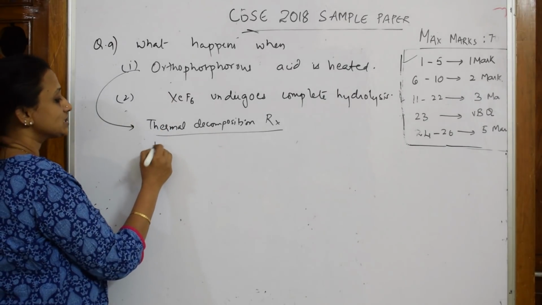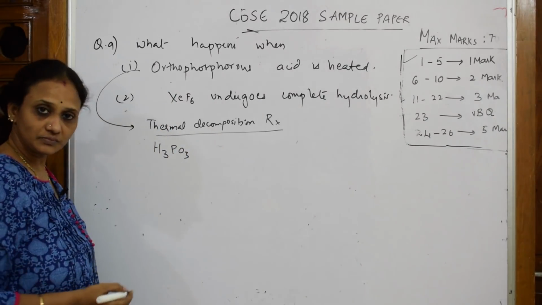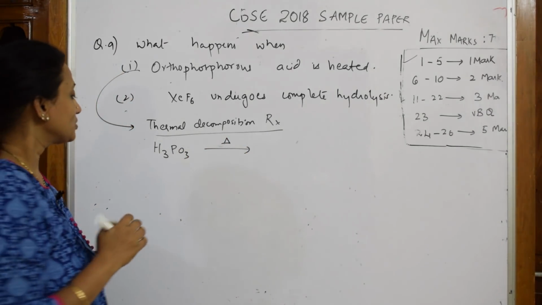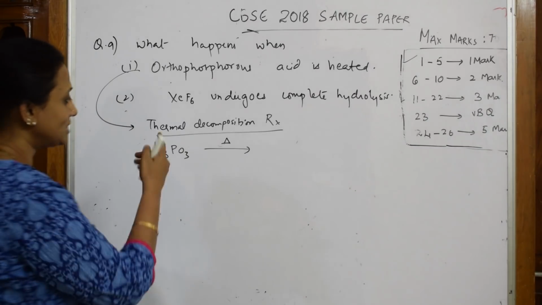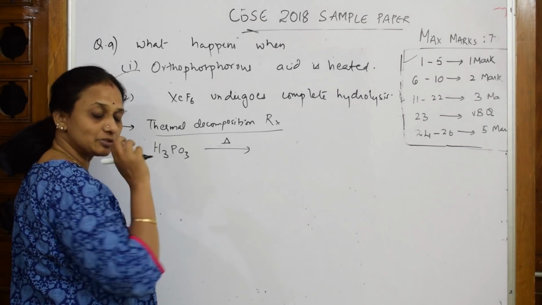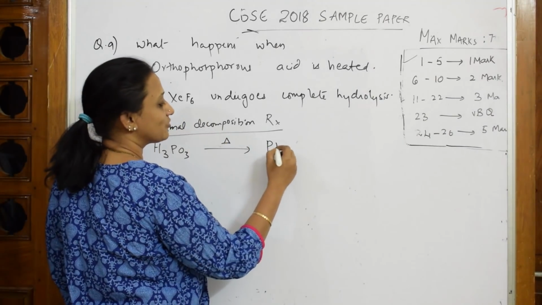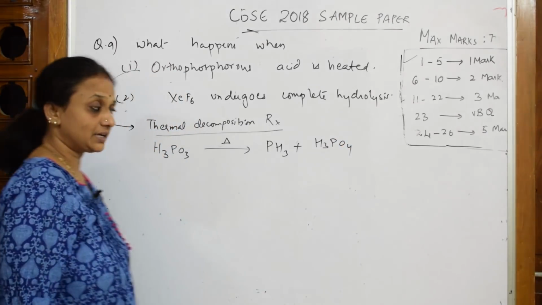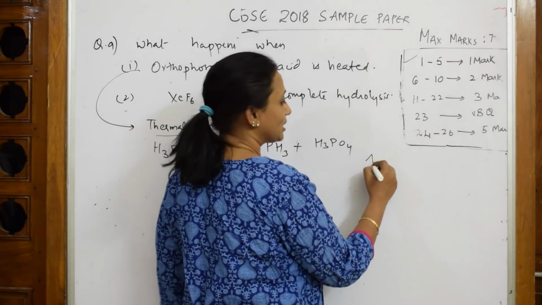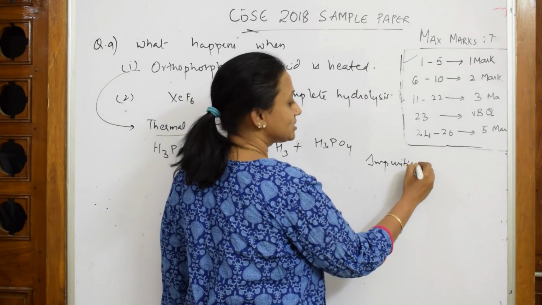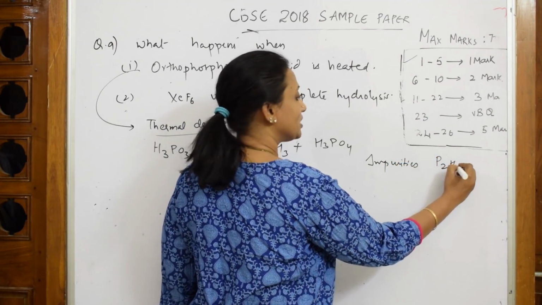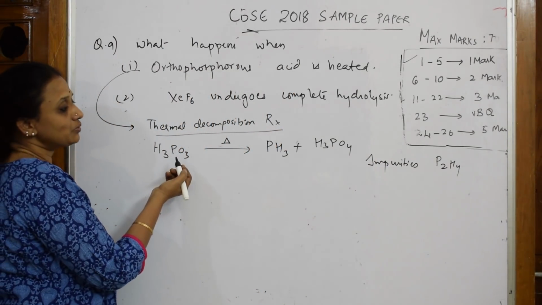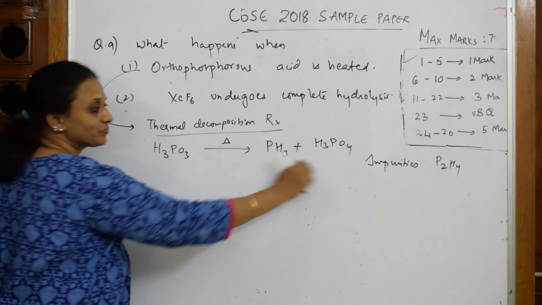Orthophosphorus acid is nothing but H3PO3. Then they said it is heated. So when it is heated, it's going to decompose, right? Just a simple reaction which they gave me, heat. Now this thermal decomposition dissociates into 2 important products, that is phosphine plus, going to the higher oxidation state, H3PO4. Now the impurities present here, I'm writing that also. The impurity which you get in this reaction is P2H4, diphosphine. Right, that also is an impurity. This H3PO3 is orthophosphorus acid, and H3PO4 is phosphoric acid.